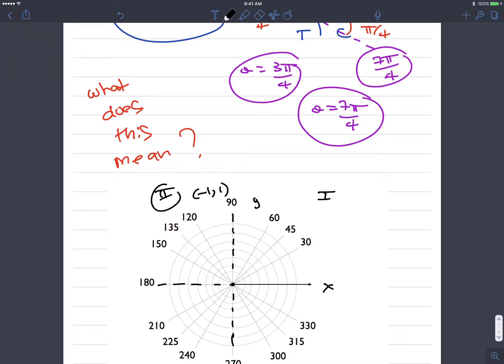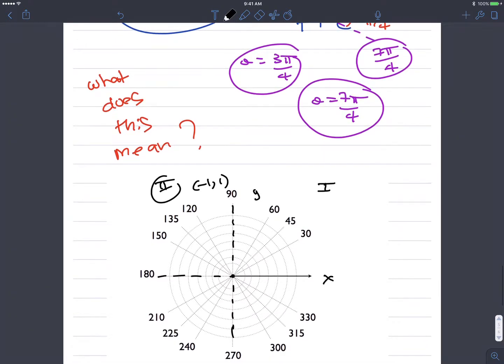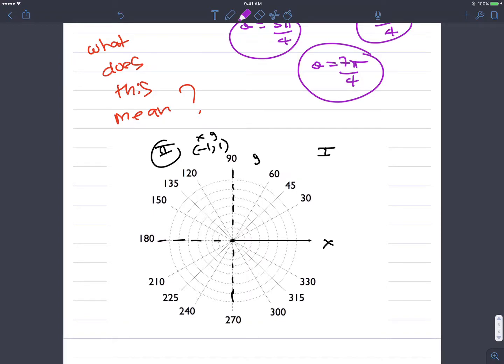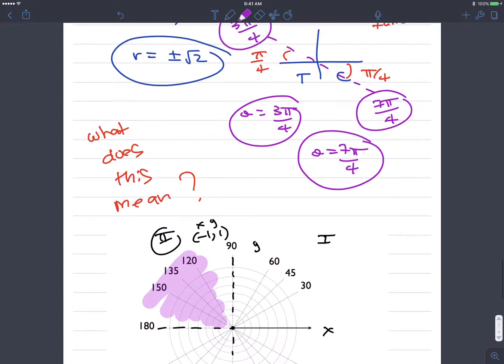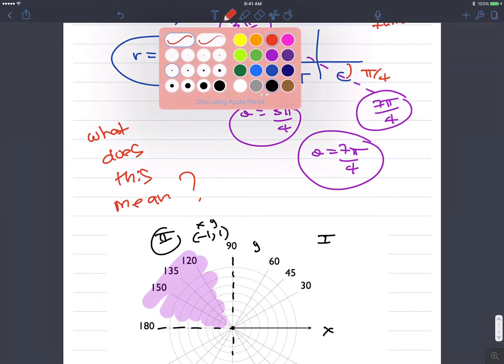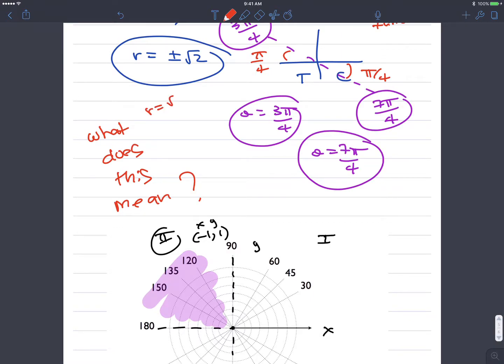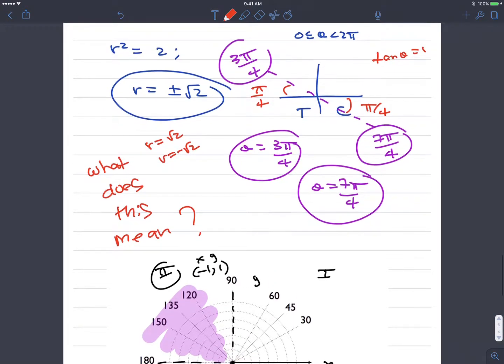You with me on that? So in rectangular coordinates, negative 1, 1, the x-coordinate is negative, the y-coordinate is positive. That puts me strictly in quadrant 2 here. So any r, theta I use must also put me in quadrant 2. You with me on that? Okay, so how do we do that? Well, I've got two radius values. Radius is positive square root of 2. Radius is negative square root of 2. I know my theta is 3 pi over 4.